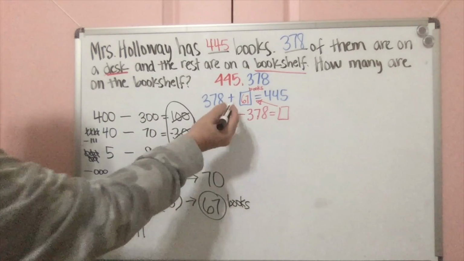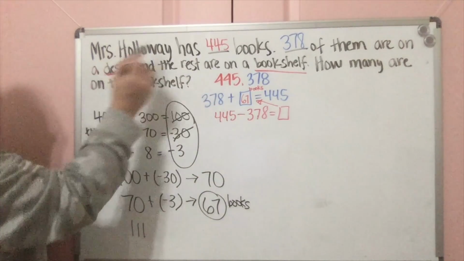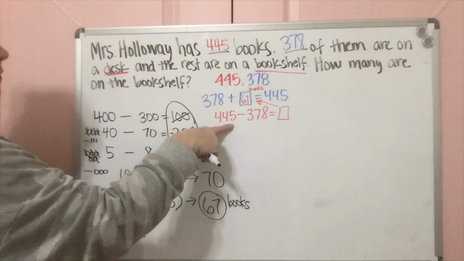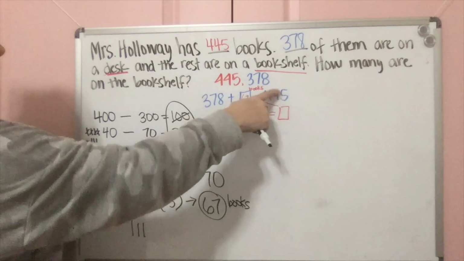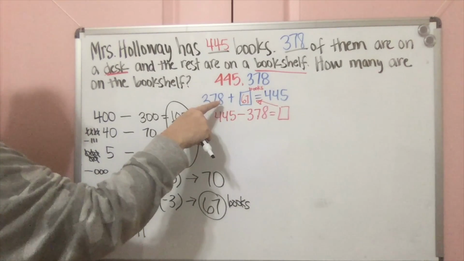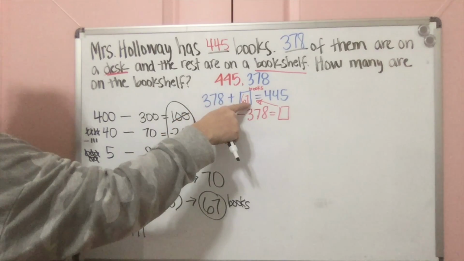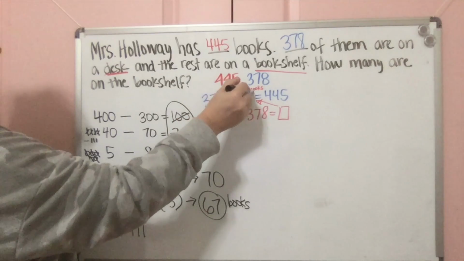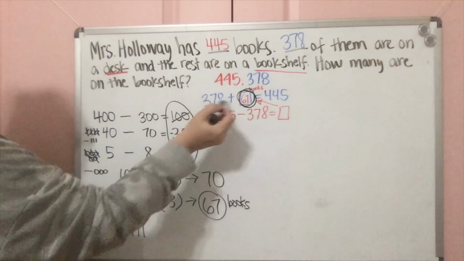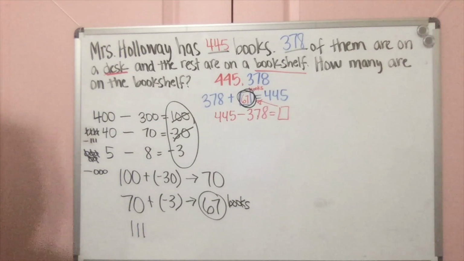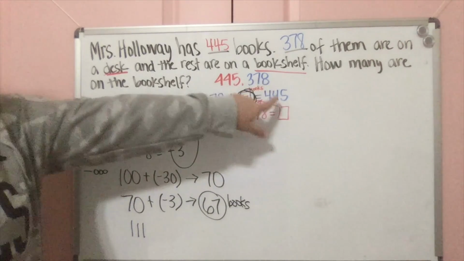So we fill that in. Mrs. Holloway has 445 books in all. 378 of them are on a desk, and the rest are on a bookshelf. How many are on the bookshelf? We know that 67 of them are on the bookshelf because these two numbers add up to equal 445. These two parts equal that whole.